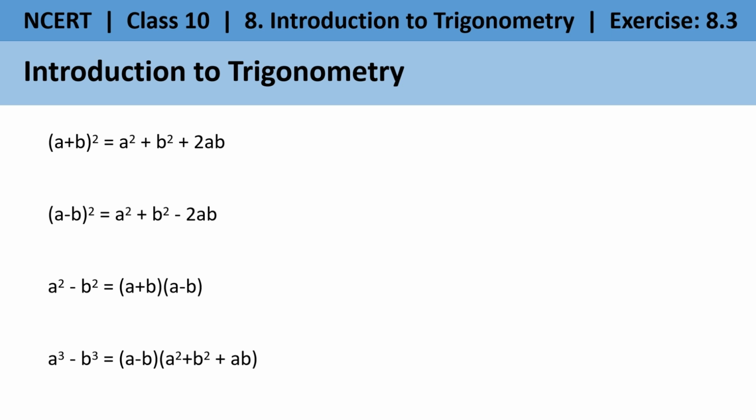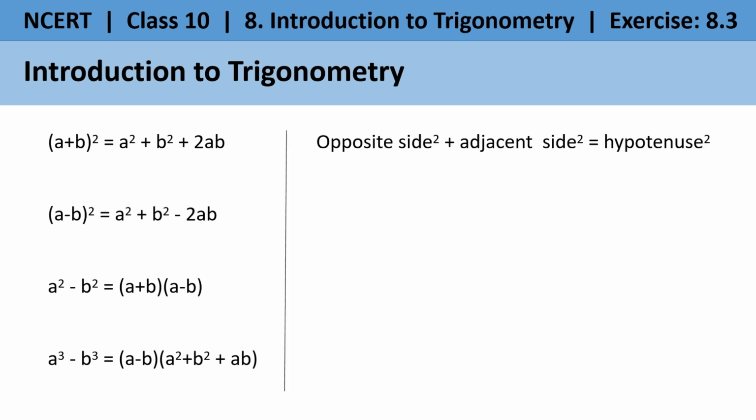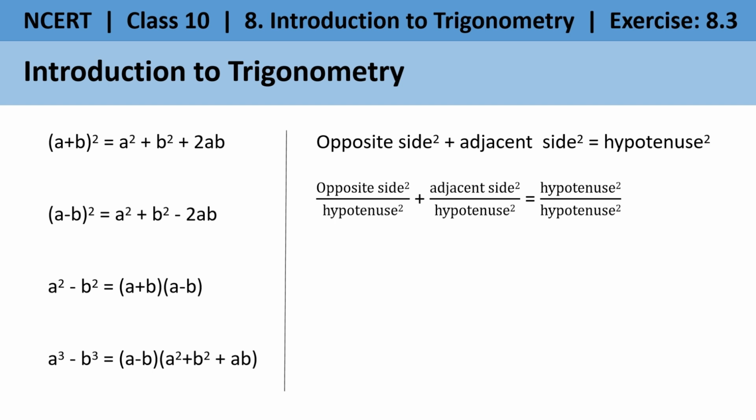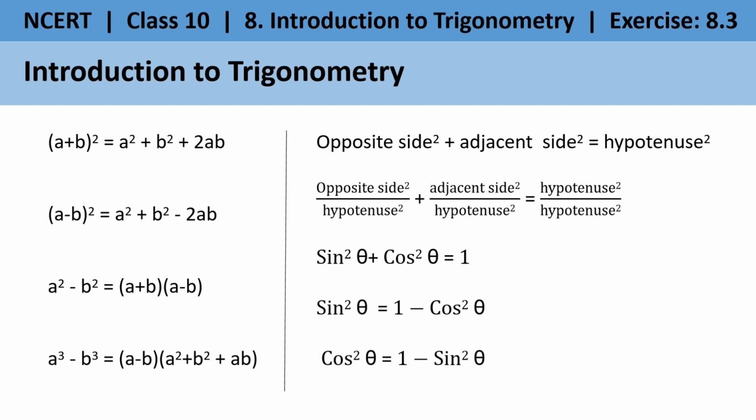Now, let us see some trigonometric formulas. We know from Pythagoras' theorem that in a right-angled triangle, hypotenuse square is equal to sum of squares of other two sides. Let us divide this equation by hypotenuse square. Sin square theta plus cos square theta is equal to 1. Also, sin square theta is equal to 1 minus cos square theta. Also, cos square theta is equal to 1 minus sin square theta.